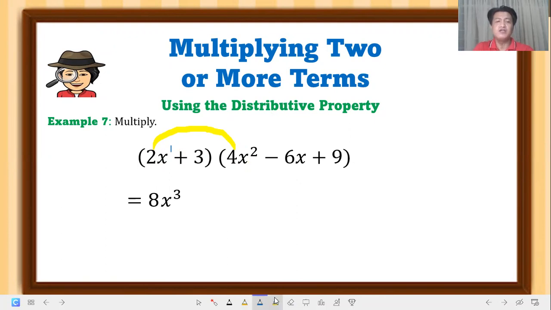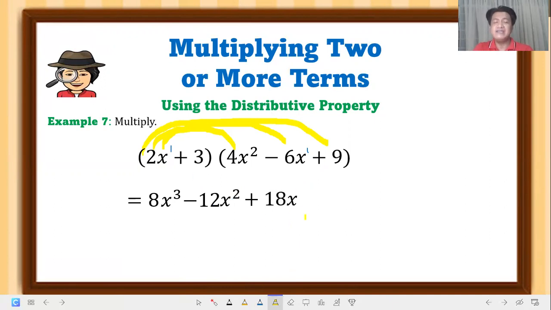And if you are going to multiply 2x times negative 6x, remember lagi ay meron pong exponent na 1 itong mga variable natin dyan. Kaya nga, that will become 2 times negative 6, that will become negative 12. And the exponent will be added. Kaya that will become 1 plus 1, 2, or x squared. Okay, next we have 2x times 9. Okay, so just simply multiply, 18x. Wala naman kasi siyang same base.